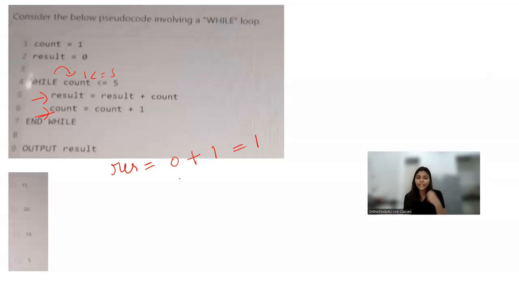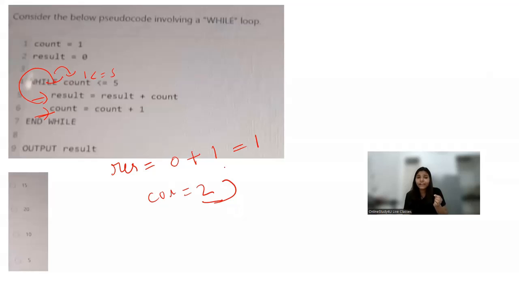We will come here. We will increment the count value, right? So count will now be 2. Again, we will check here. Count 2 is less than or equal to 5. Yes. So the result will be updated, and this count value will be updated.